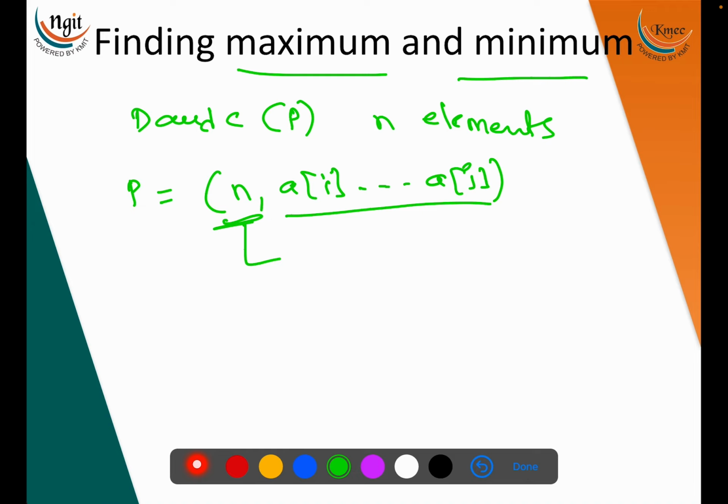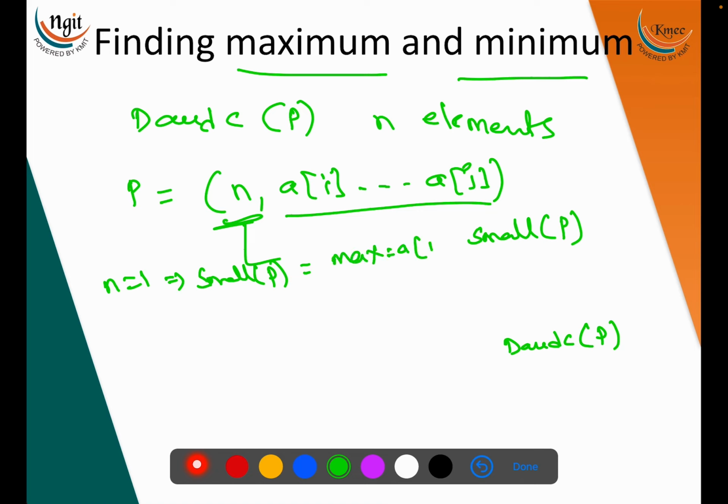Now, what is the divide and conquer technique? We saw in the last video that when the problem is very small, we write the solution by solving it directly, and when it is too large, we divide it. As far as this problem is concerned, when is the problem small? When n value is 1. When n value is 1, the problem is very small, so max is equal to a of i and min is also equal to a of i, because I have only a single element in the list.